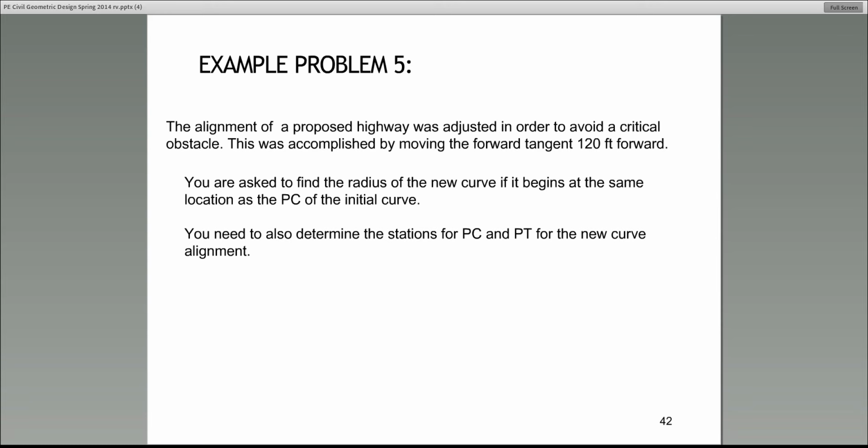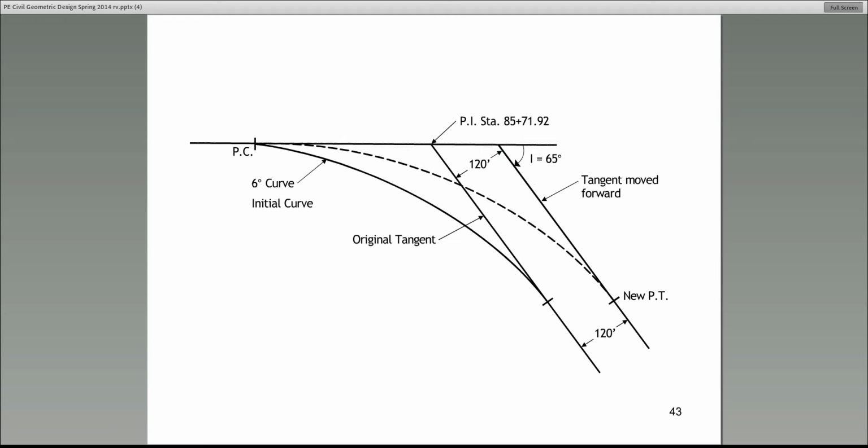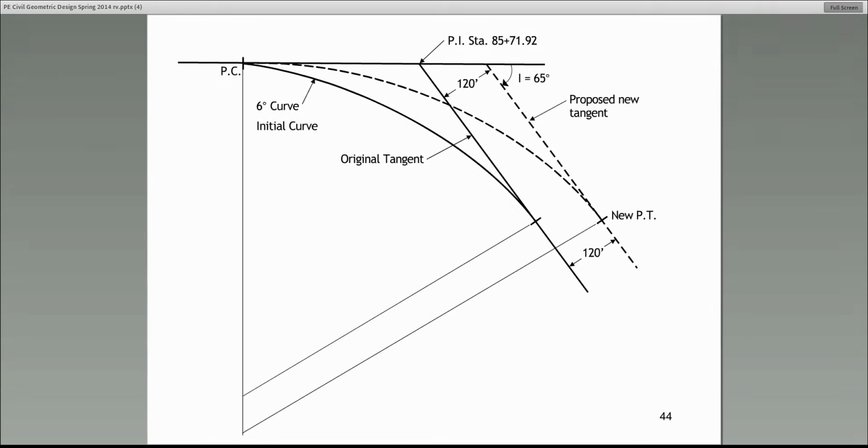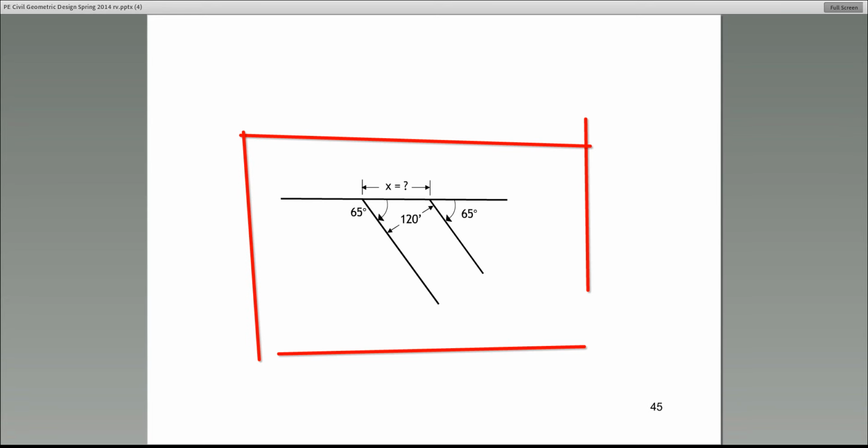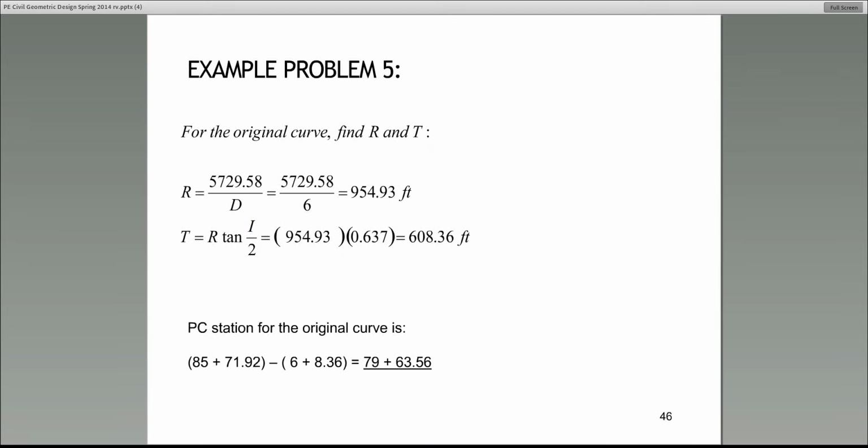It says the forward tangent is moved 120 feet forward. All right. So in this case, the tangent was moved forward. Again, remember, the distance 120 feet is that distance, perpendicular. And again, this problem reduces to this. I leave it up to you. Do it later. Find x, and then you can answer whatever they asked for.